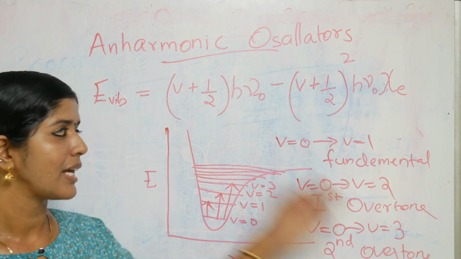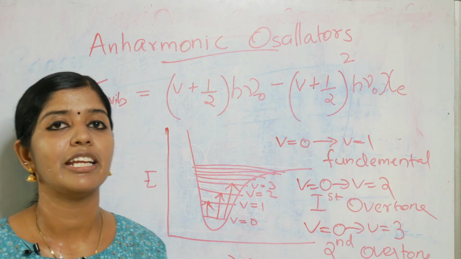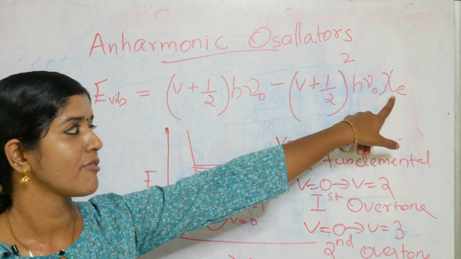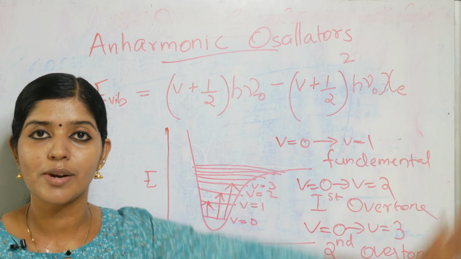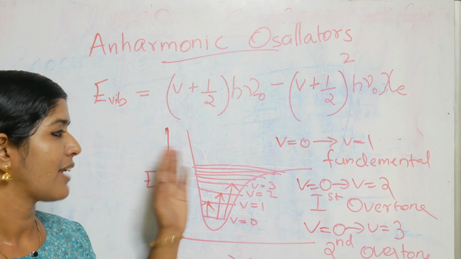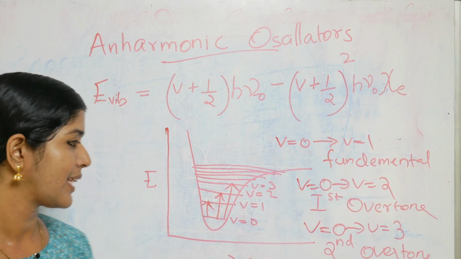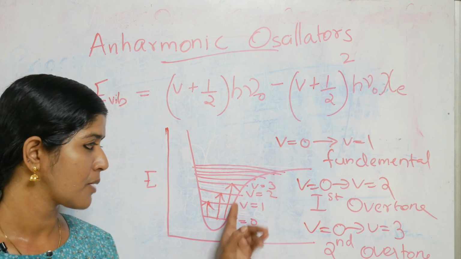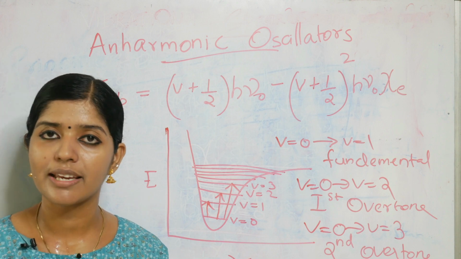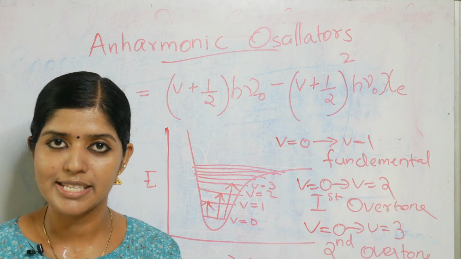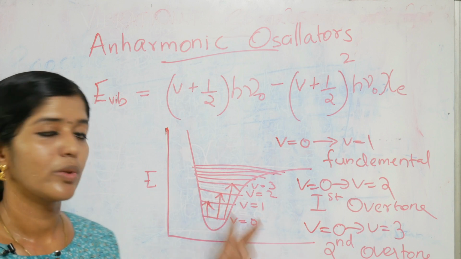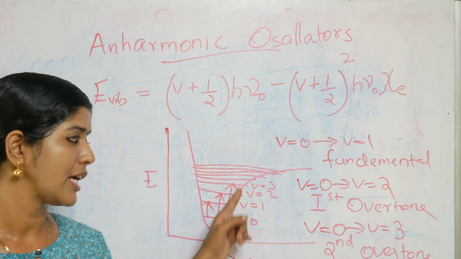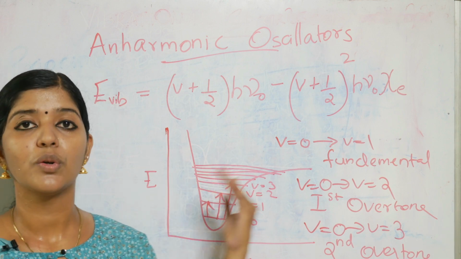Alright, so when you are learning the anharmonic oscillator, we need to learn about the vibrational energy equation. In that you need to specify the chi e, that is the anharmonicity constant. After that we have to plot the diagram with energy versus internuclear distance. We have to specify the spacing between the levels. The spacing keeps on decreasing as we move from lower to higher energy levels. Next, we have to show the transitions from V equal to 0 to V equal to 1, V equal to 0 to V equal to 2, V equal to 0 to V equal to 3.